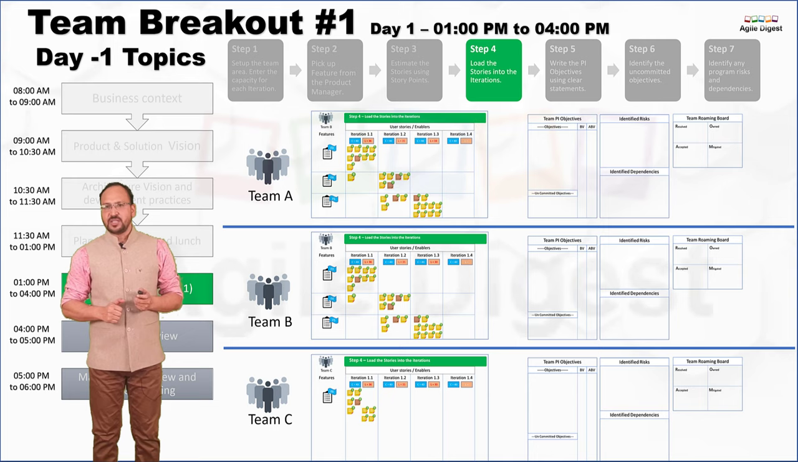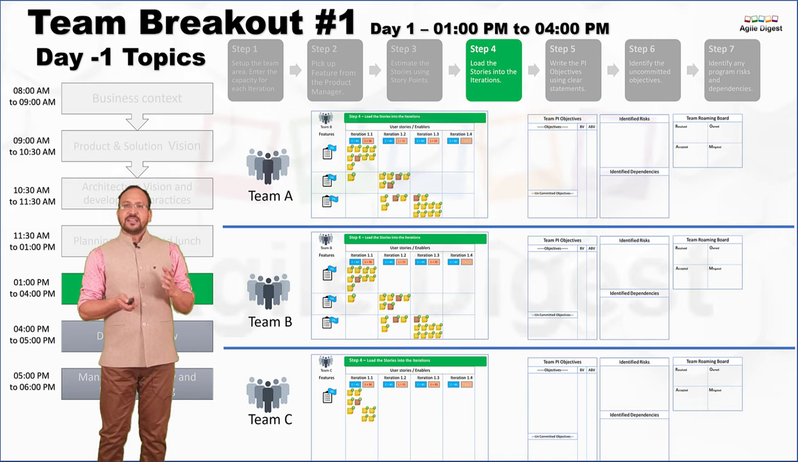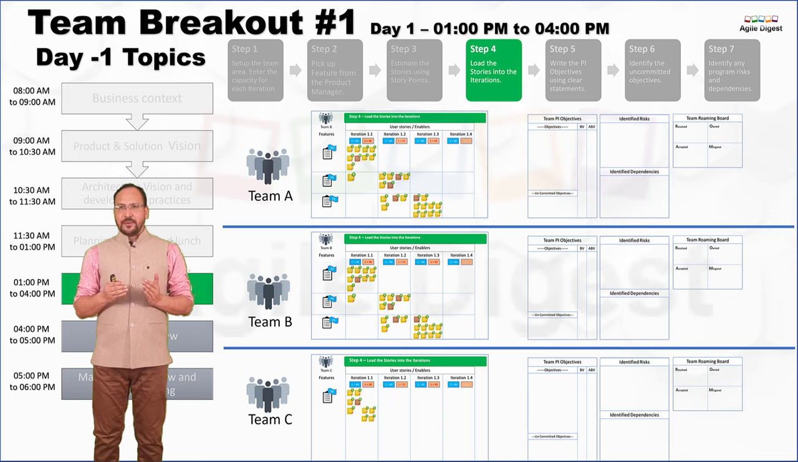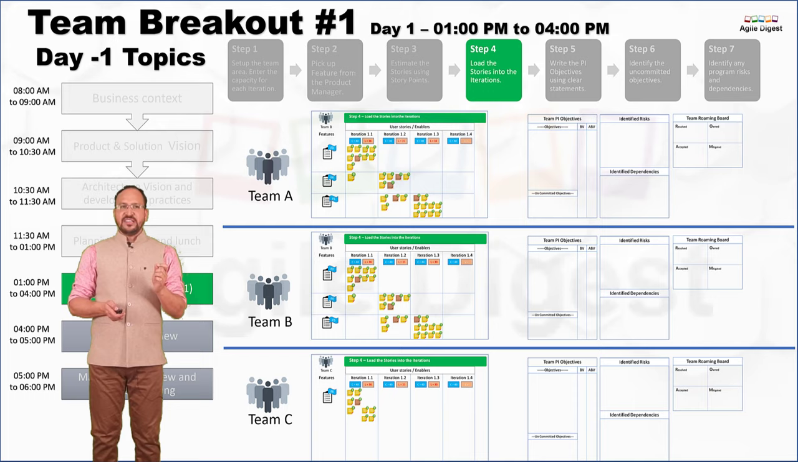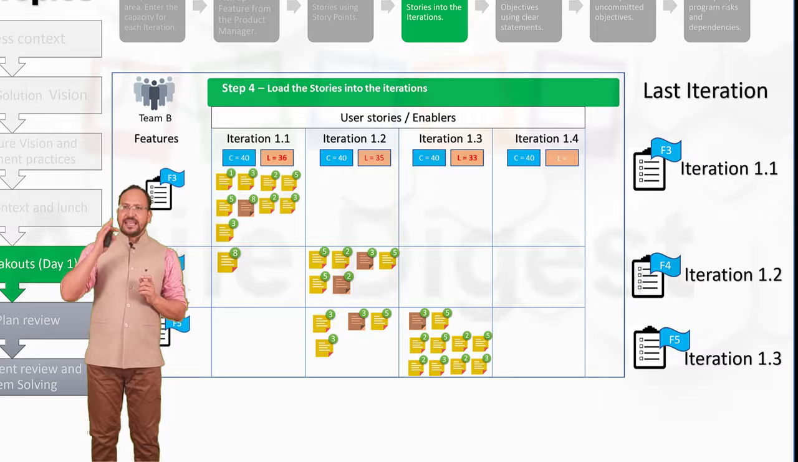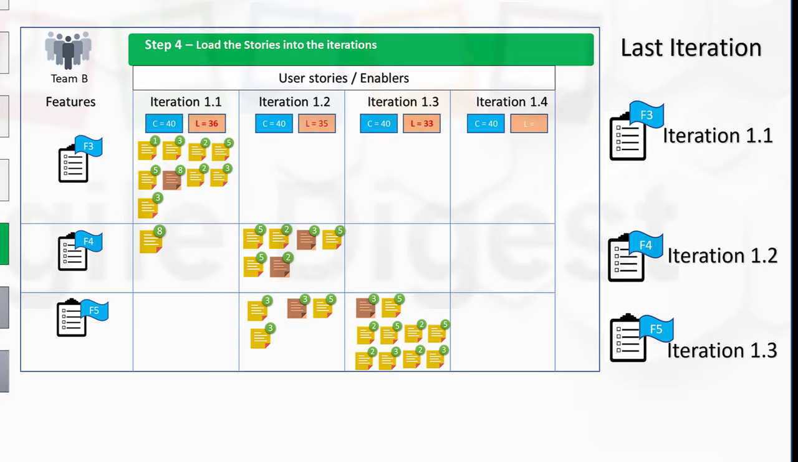So team A has some distribution, team B has some distribution of the stories, and team C has a distribution of some features. Now, in the next slide, we want to identify where each feature is ending. Each feature's stories are stretching to multiple iterations, or maybe completing in one iteration. We need to find out at what iteration the stories of each feature end. For example, feature 3 is ending at iteration 1.1, whereas feature 4's last story is ending on iteration 1.2, and feature 5's last story is ending at iteration 1.3. So I can map F3 at iteration 1.1, F4 at iteration 1.2, and F5 at iteration 1.3.